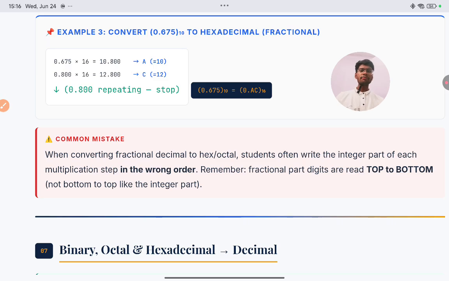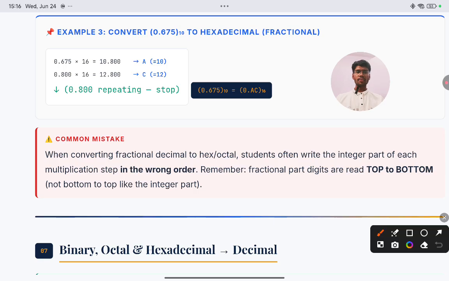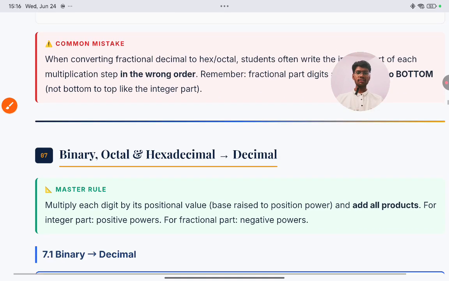So remember, when converting fractional decimal to hexadecimal or octal, students often write the integer part of the multiplication step in the wrong order. Fractional parts are top to bottom, integer parts are bottom to top. Fractional top to bottom, integer part bottom to top. You need to do it accordingly. Don't get confused by that. That's what I'm trying to say here.